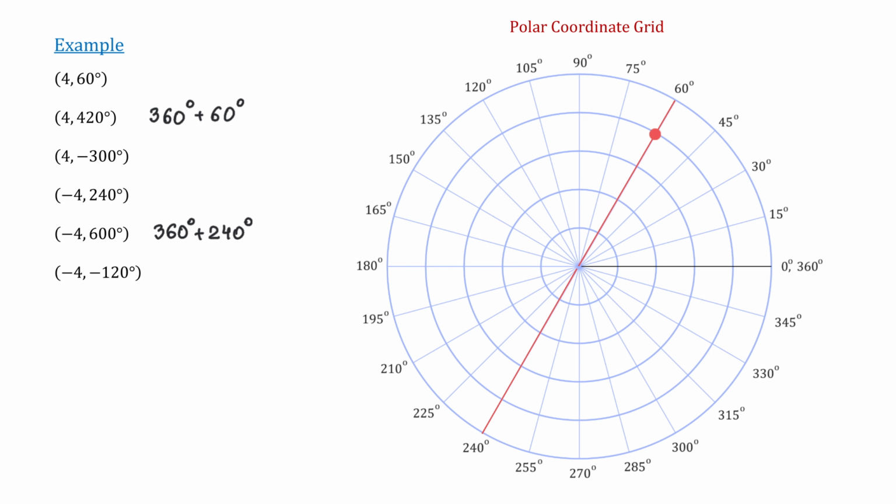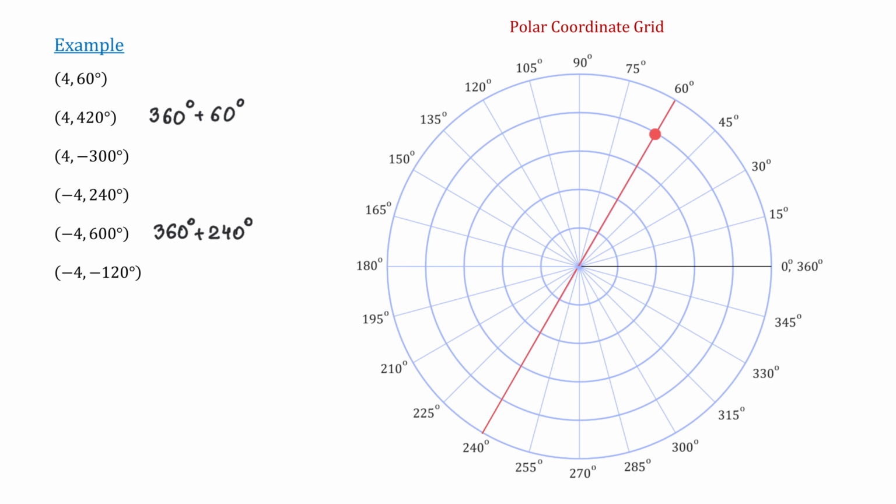And now the last point we will plot will be negative 4, negative 120 degrees. As you see, this is a negative angle, so from the polar axis we move clockwise 120 degrees. And again, this is the terminal side, but because r is negative, we move into the opposite direction, we count 4 units, and we plot the point. So you see in this example that all these coordinates represent the same point.